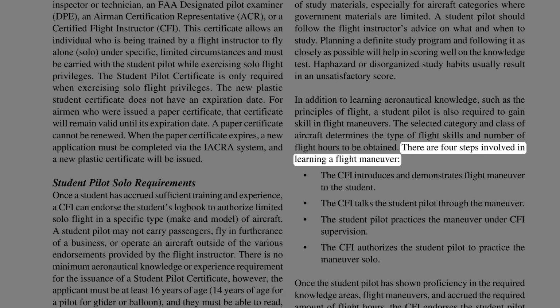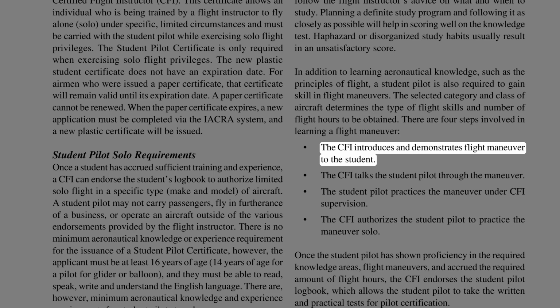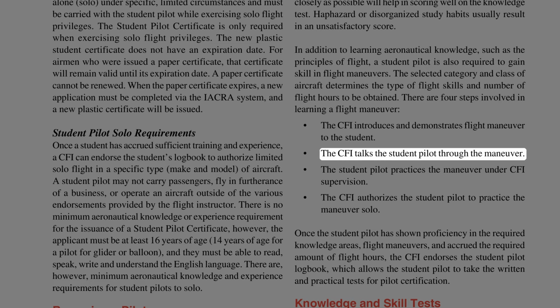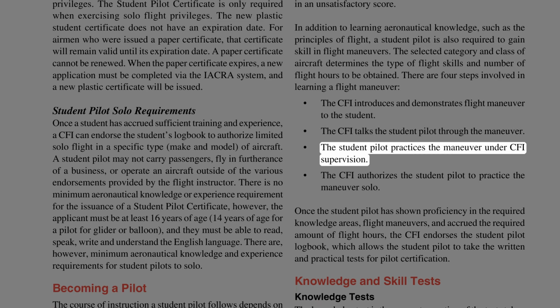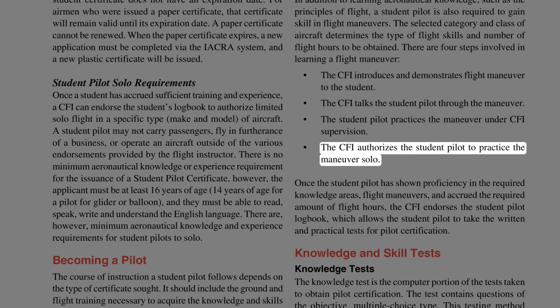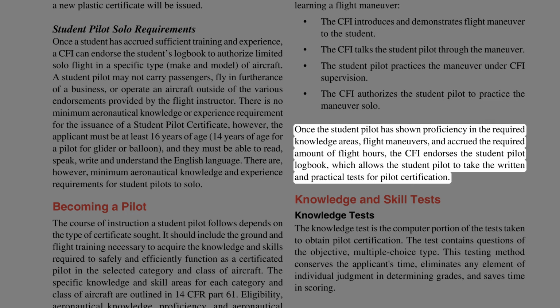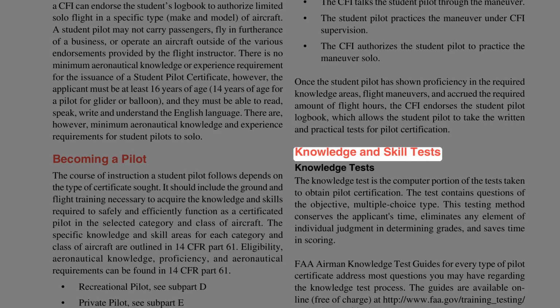There are 4 steps involved in learning a flight maneuver. The CFI introduces and demonstrates the flight maneuver to the student. The CFI talks the student pilot through the maneuver. The student pilot practices the maneuver under CFI supervision. The CFI authorizes the student pilot to practice the maneuver solo. Once the student pilot has shown proficiency in the required knowledge areas, flight maneuvers, and accrued the required amount of flight hours, the CFI endorses the student pilot logbook, which allows the student pilot to take the written and practical tests for pilot certification.